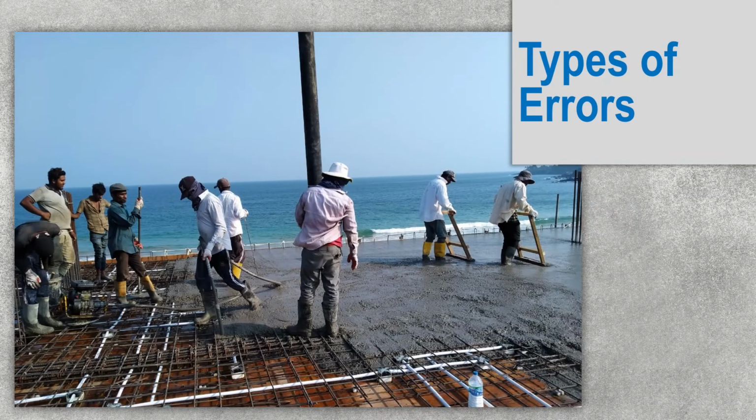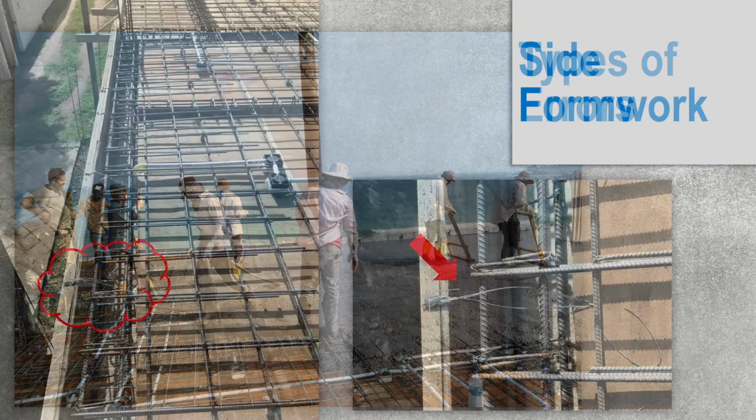Type of errors. Before doing the concreting of the slabs, we have to correct all the errors. During the construction, during concrete pouring, you can't do anything. Therefore, let's see what are the areas we need to pay attention to.